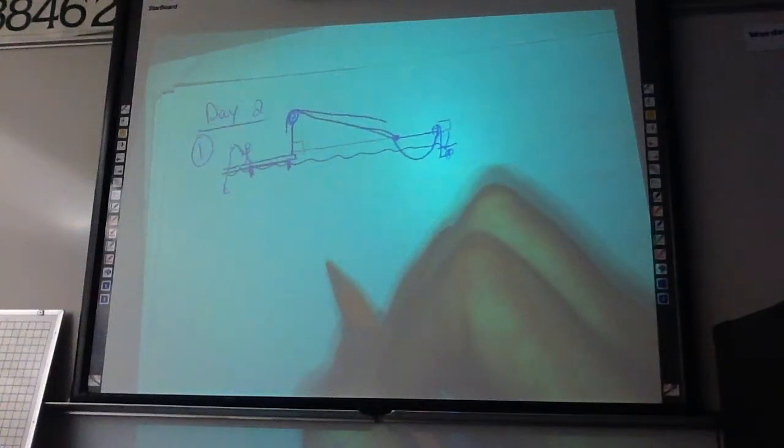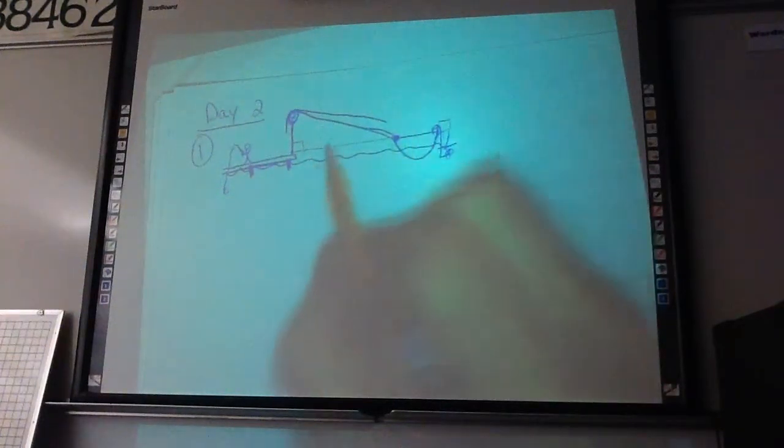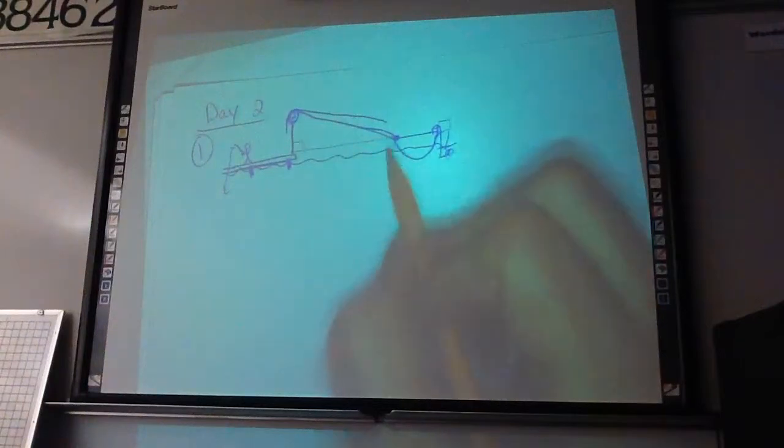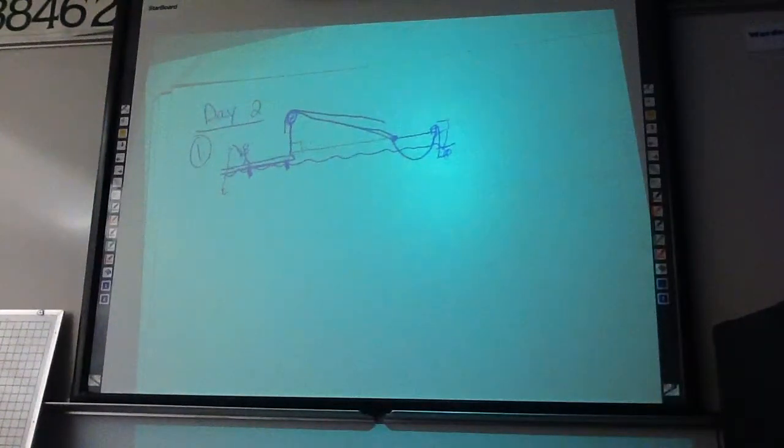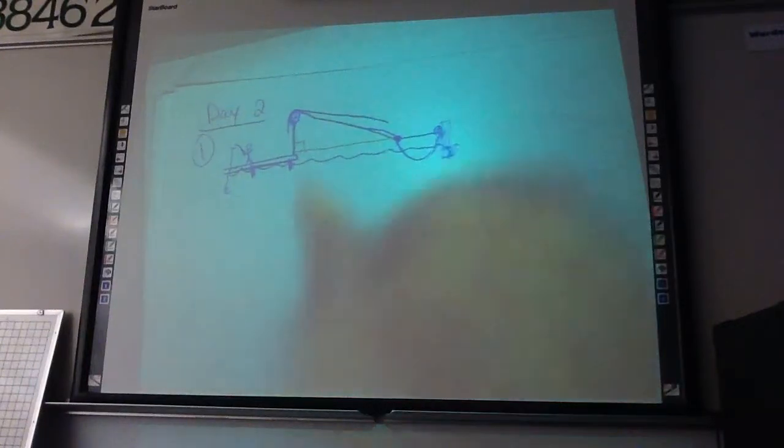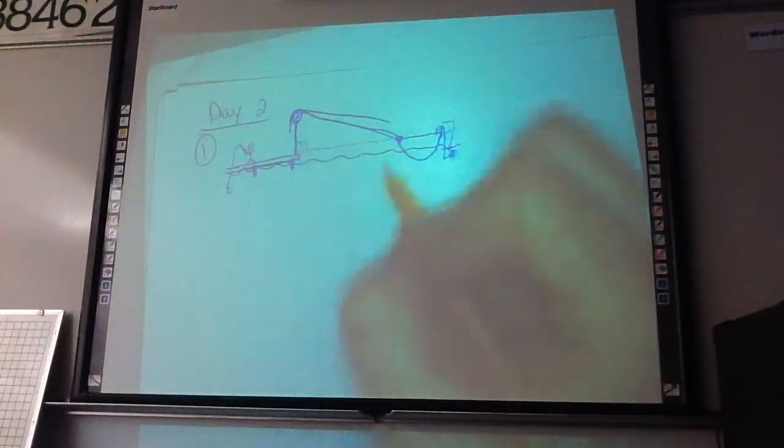Got it? So we have a right triangle, there's our rope. It says if the rope is hauled in at a rate of 4 feet per second, well, we need to define the sides of the triangle.